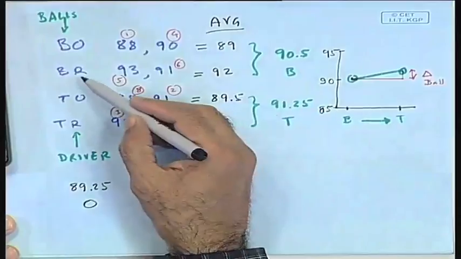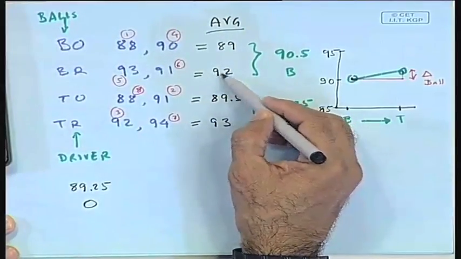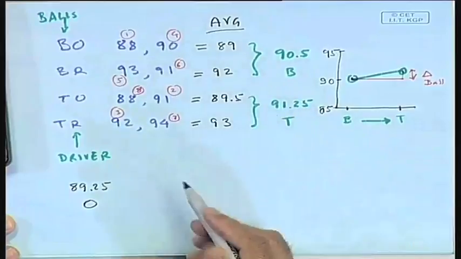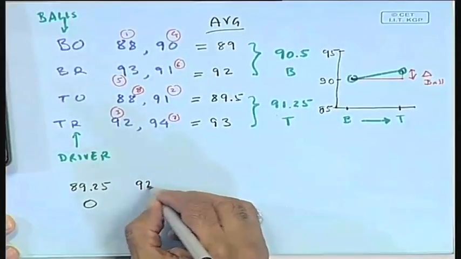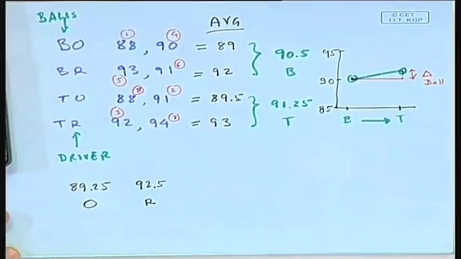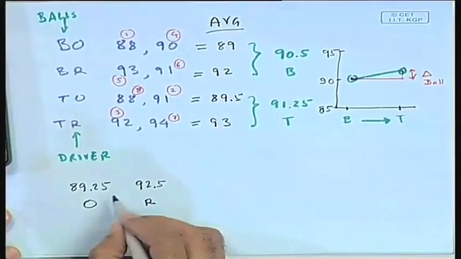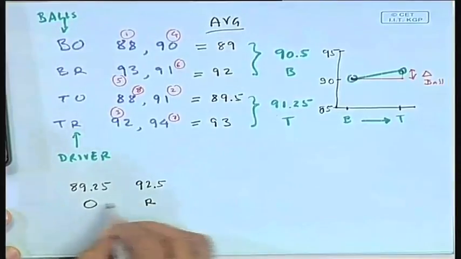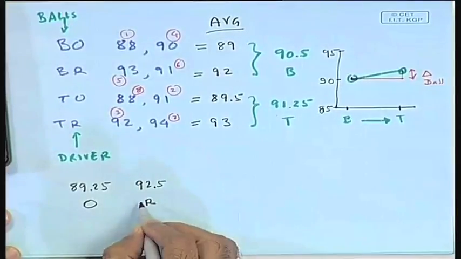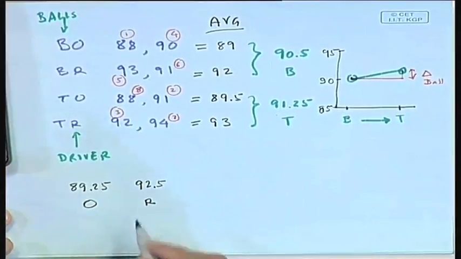The other one is going to be R type driver, and that's going to be basically the average of 92 and 93. That's going to be 92.5. That's going to be the effect of the R type driver. So here again, the change that took place when I change my driver from O to R is going to be an increase in score.